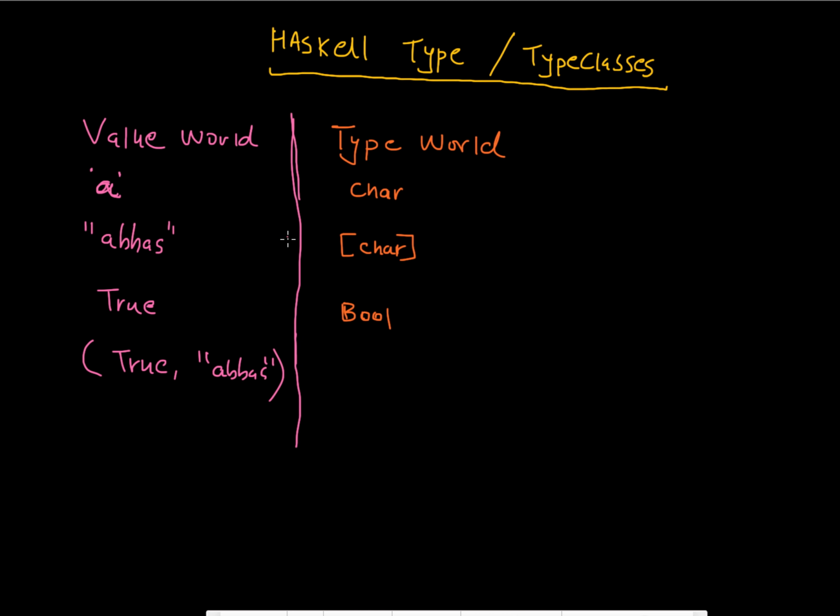The type that's associated with this value over here is basically, so I just need to be consistent with my colors, a tuple that has as its first component something that happens to be a boolean, and as its second component something that happens to be a list of characters.